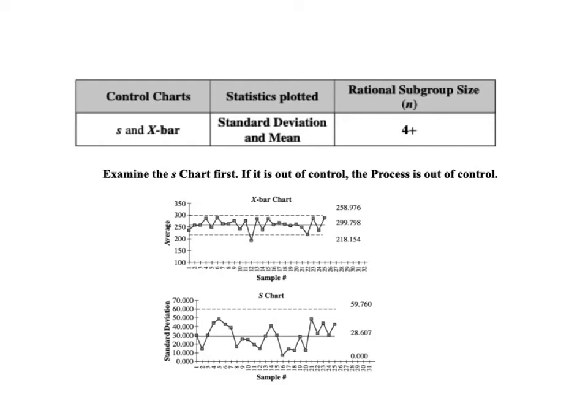Software usually shows these 2 control charts together with the X bar, also known as averages chart, on top and the S chart below. Unfortunately, this can lead the user to consider the X bar chart first. The problem is that the control limits, the UCL, upper control limit, and LCL, lower control limit, shown on the X bar chart are calculated using a statistic which measures variation, the range. If the variation is out of control, the control limits on the X bar chart will be meaningless. So examine the S chart first. If it is out of control, the process is out of control.